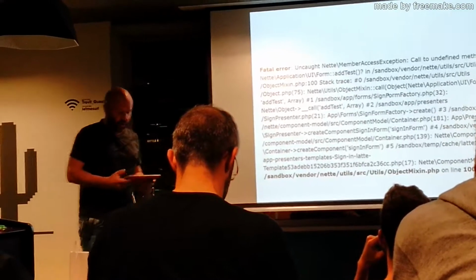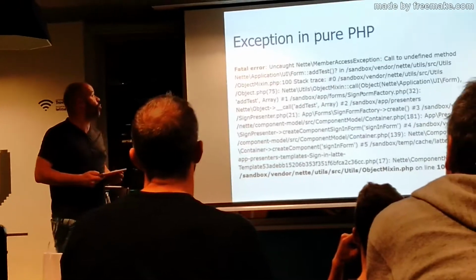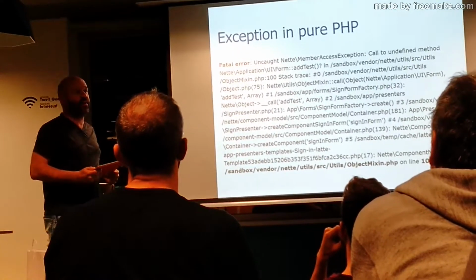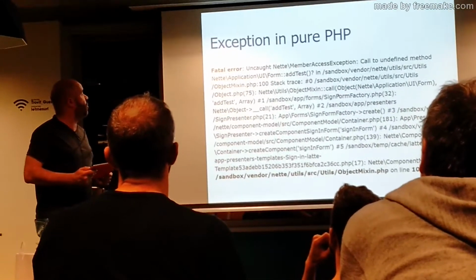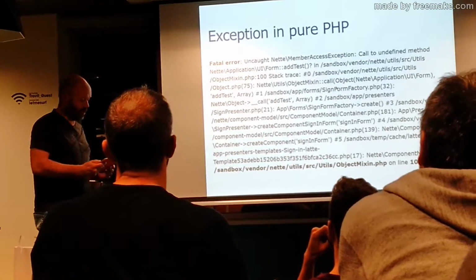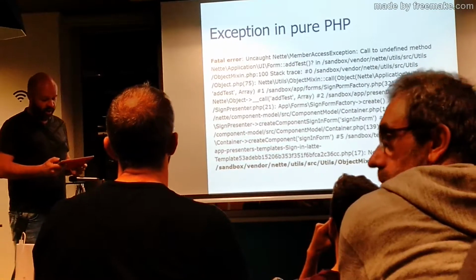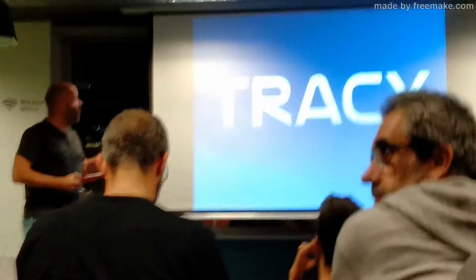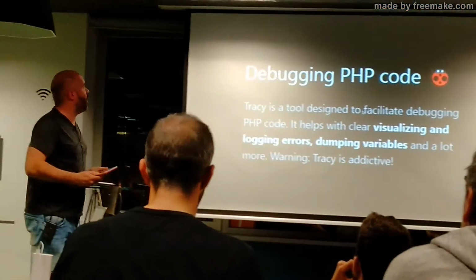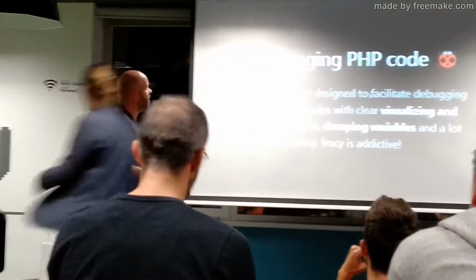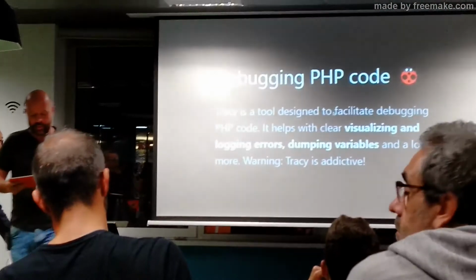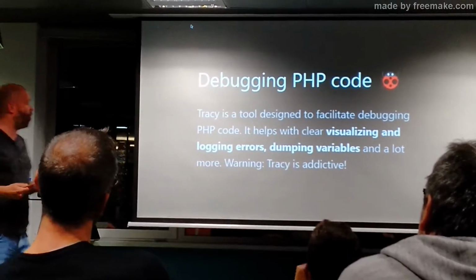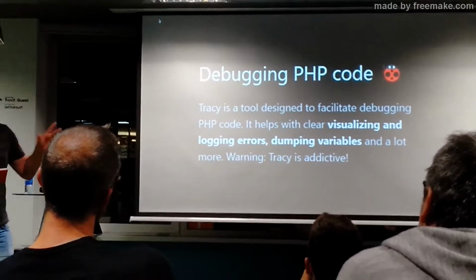And today I will show you a tool which is used to display errors in the nicest way. And this tool is called Tracy. So Tracy is about debugging PHP code. It's a tool for visualizing errors, logging errors, dumping variables, and something more.